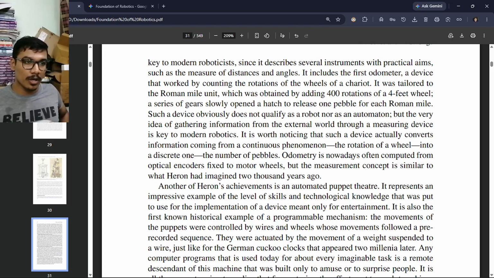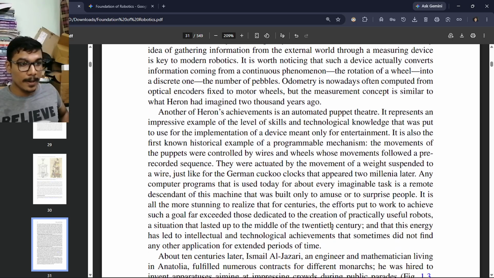Odometer is nowadays often computed from the optical encoders fixed to the motor wheels, but the measurement concept is similar to what Heron had imagined 2,000 years ago. Another of Heron's achievements is the automated puppet theater. It represents an impressive example of the level of skills and technology knowledge that was put together to implement a device used only for entertainment.